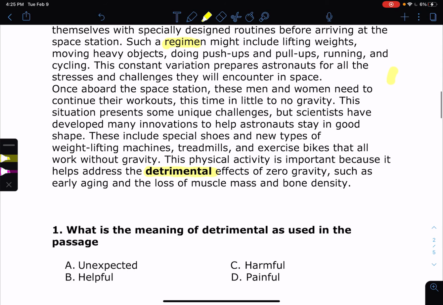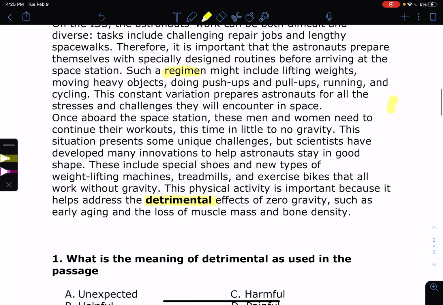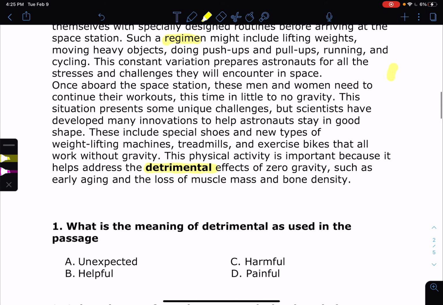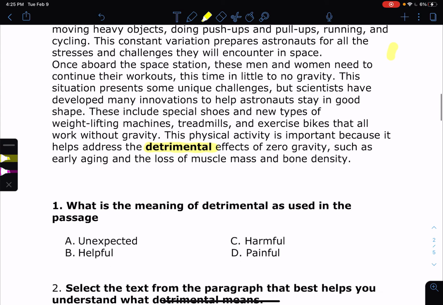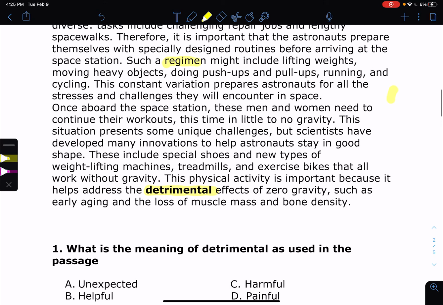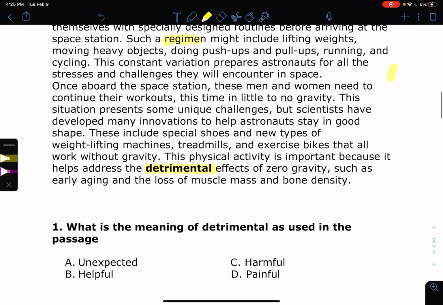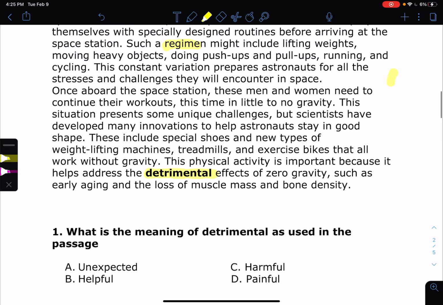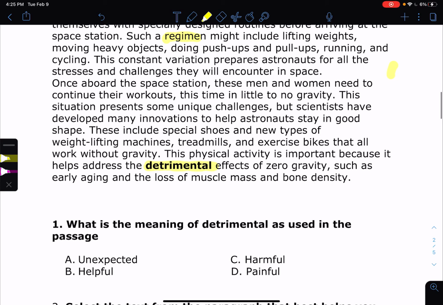This constant variation prepares astronauts for all the stresses and challenges they will encounter in space. Once aboard the space station, these men and women need to continue their workouts. I wonder why they need to work out. This time in little to no gravity, so they have to work out, because it seems like there's no gravity up there. This situation presents some unique challenges.